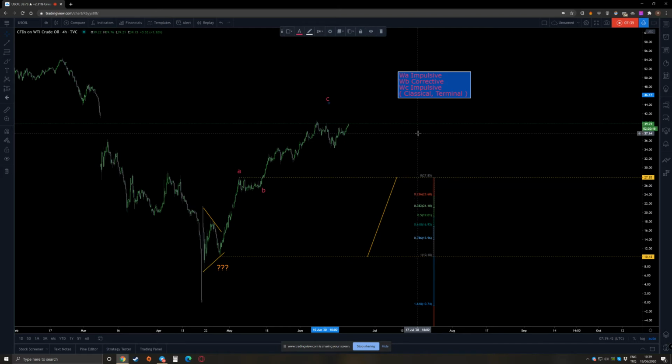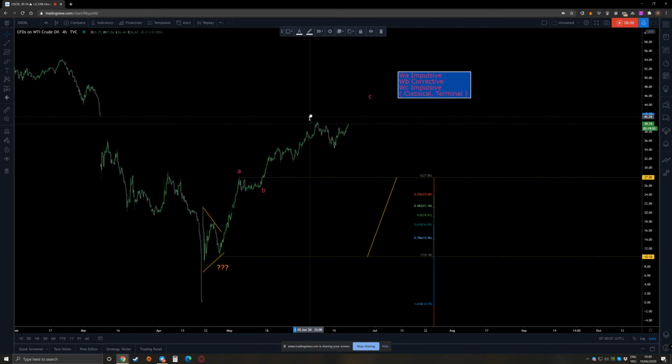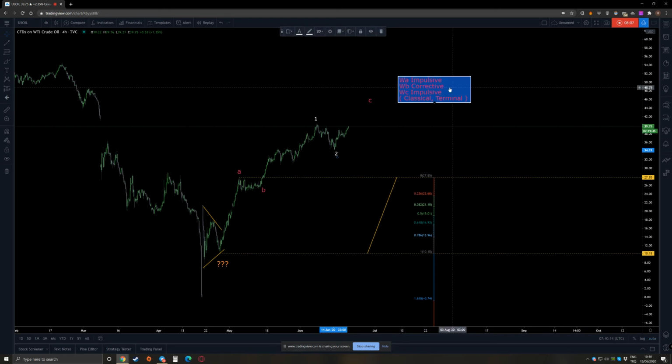Okay? So now we know if we think that we are in a C wave of a zigzag and this doesn't look impulsive to you, then you have to go in one lower degree to try to figure out what this move can look like. Okay, so let's try to do that. Now, for this degree, let's choose white. So even if it's a terminal move, you still label it with numbers instead of letters, okay?